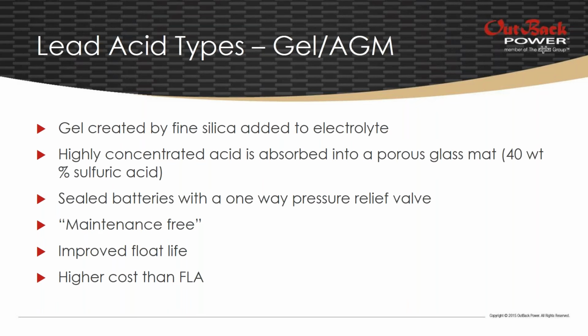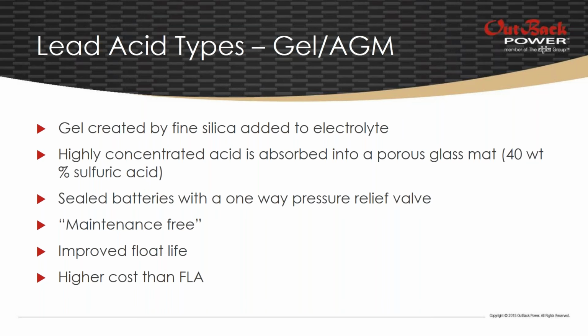All right, so now we'll jump into gel and AGM. Again, gel is created by adding a fine silica to the electrolyte, and absorbent glass mat, or AGM, batteries have a similar construction. The electrolyte is absorbed into that glass mat, but they use a highly concentrated acid. So it's 40 weight percent versus about 35 weight percent, which doesn't sound like a whole lot, but it actually is pretty significant.